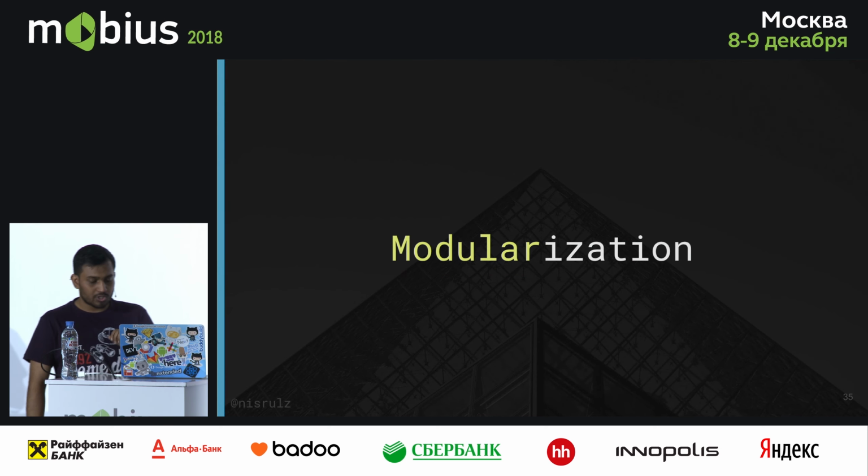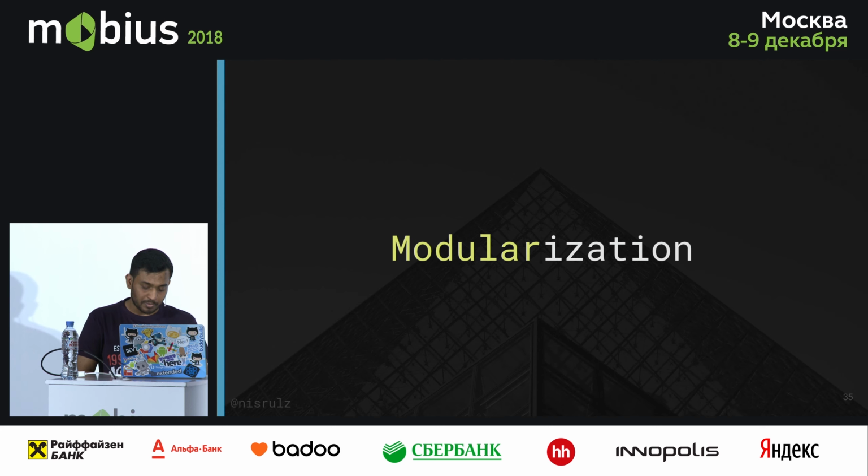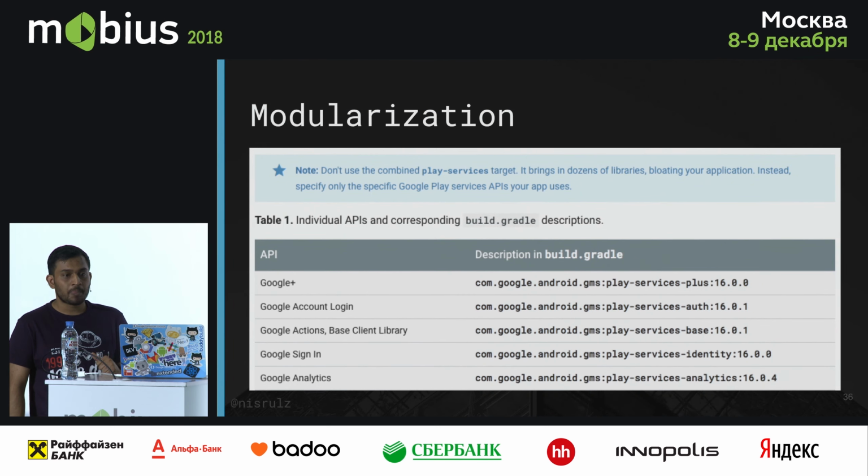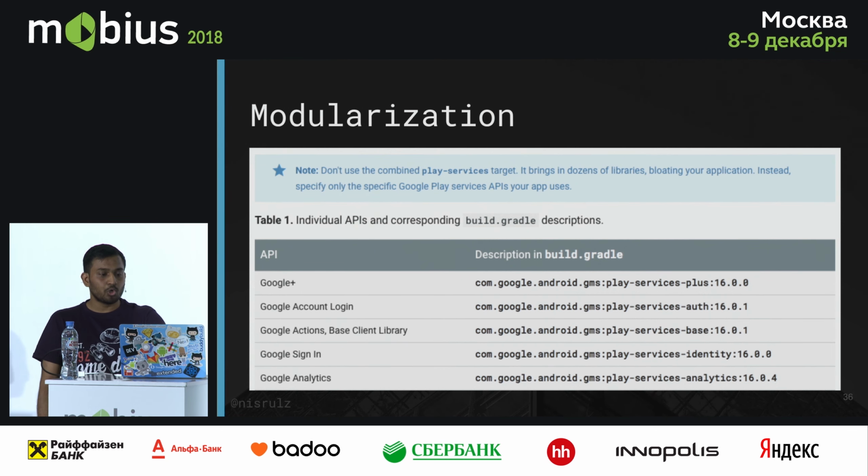OK, so this is one of the other things that I have experienced, modularization. It's basically splitting your library into different parts. I'm pretty sure people have seen this. This is Google Play Services. This is a screenshot that I took quite recently. And at the top, there's a note that says, don't use the combined Play Services target.